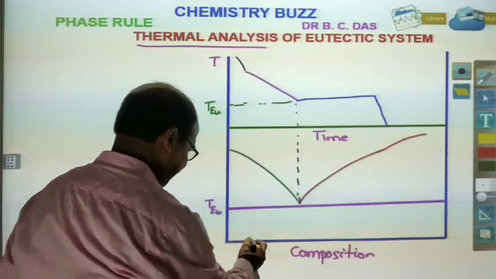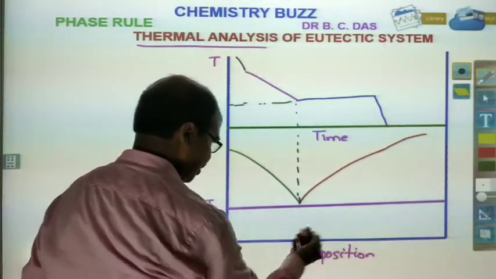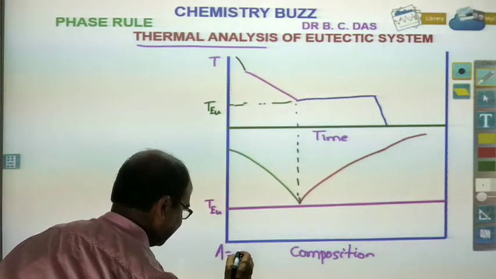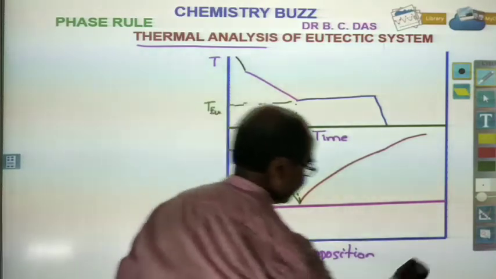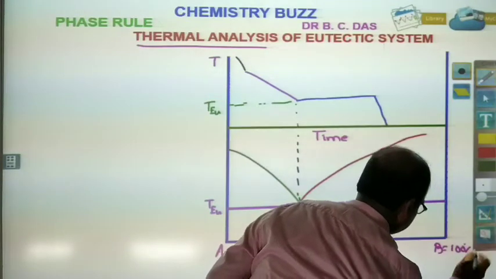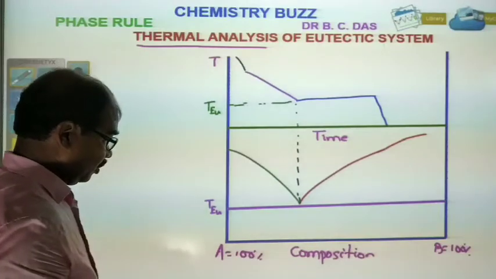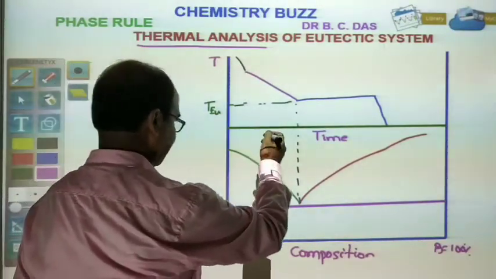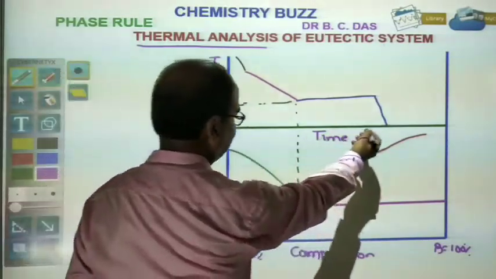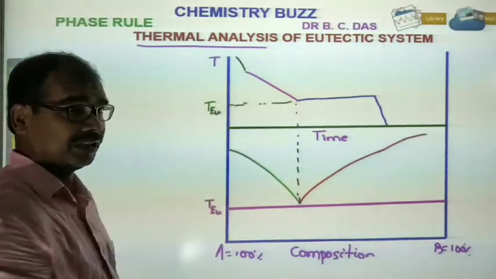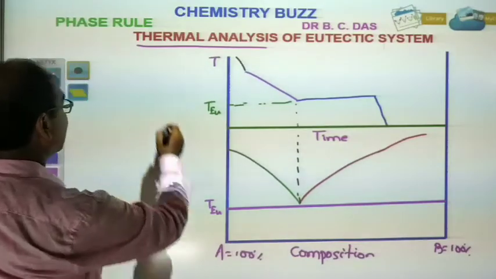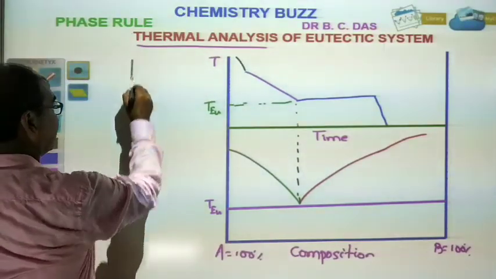So in a eutectic, the plot is versus temperature and composition, and here we have taken A is equal to 100%, and in the extreme right the B is equal to 100%. But in the thermal analysis, the plot is versus temperature and time, and this is the thermal analysis with the cooling curve.